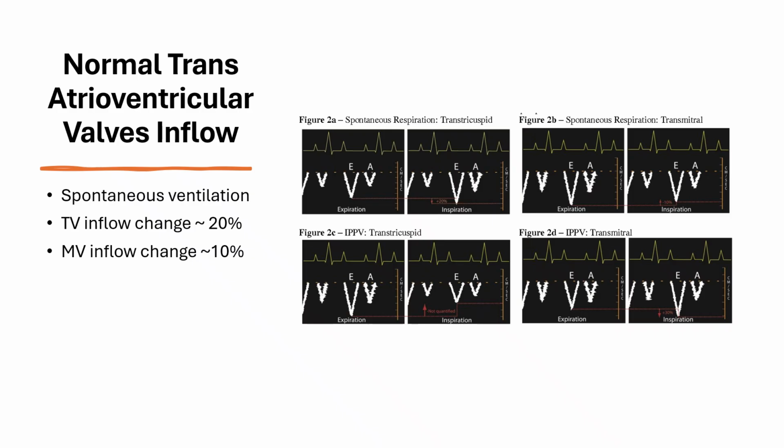Figure 2A is negative pressure ventilation for the tricuspid valve, and figure 2B is negative pressure ventilation for the mitral valve. You see that in figure 2A, during inspiration, the E velocity is increased, and this is because the filling of the right ventricle and the right heart is augmented. And again, the E velocity during expiration goes down compared to inspiration. And this happens because the RV filling is decreased during expiration.